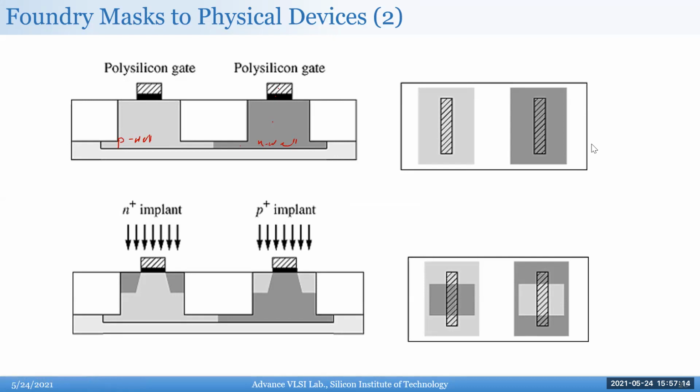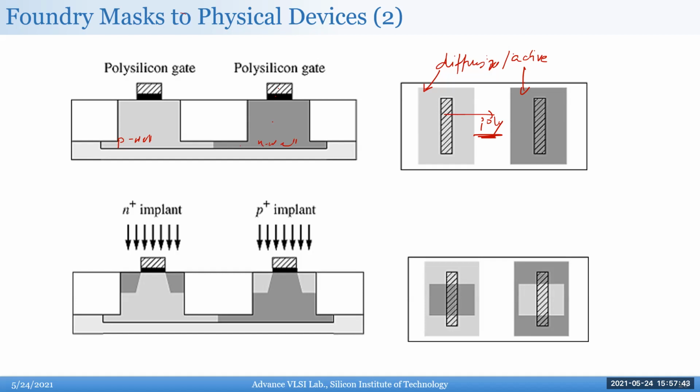Which mask should I use? By the way, this is called the diffusion mask. There's another mask which goes on top called N implant, P implant, but just say this is called the diffusion mask. Diffusion is, in other words, what people call the active area, in the sense that it's your source and drain. And this is your poly. Okay.